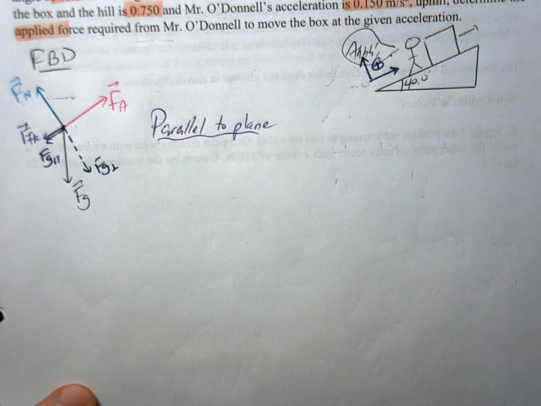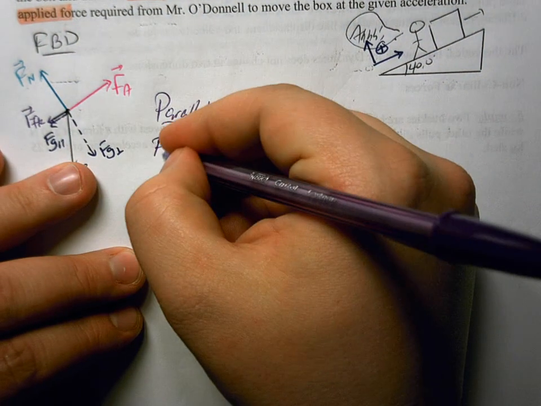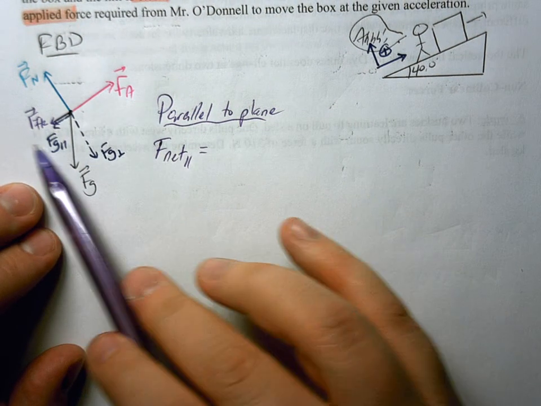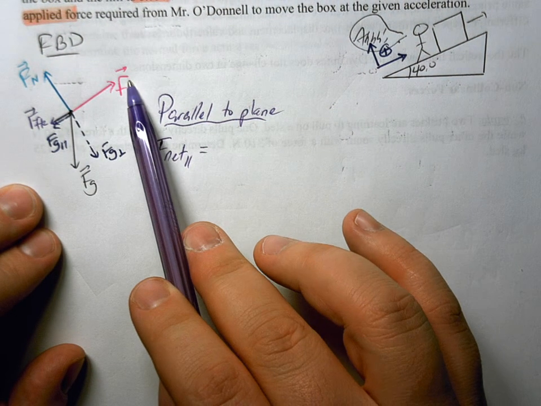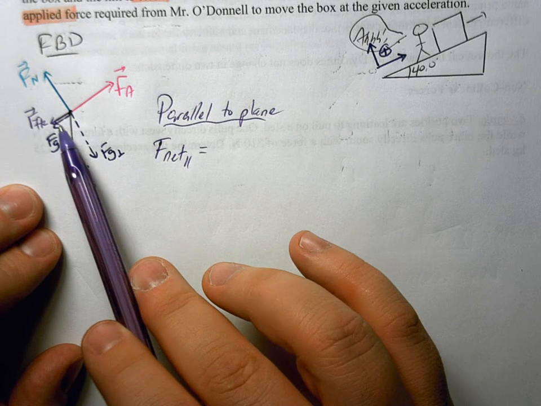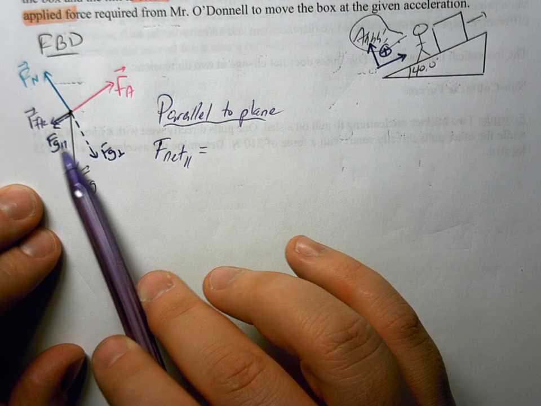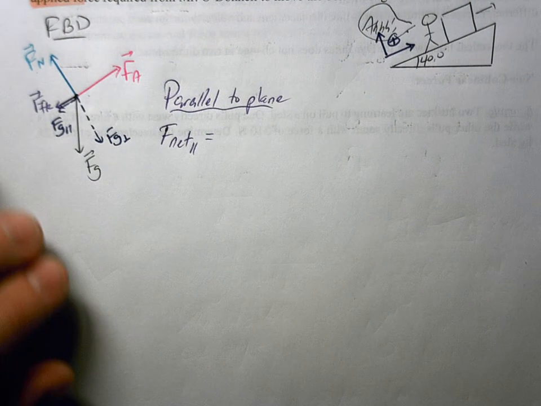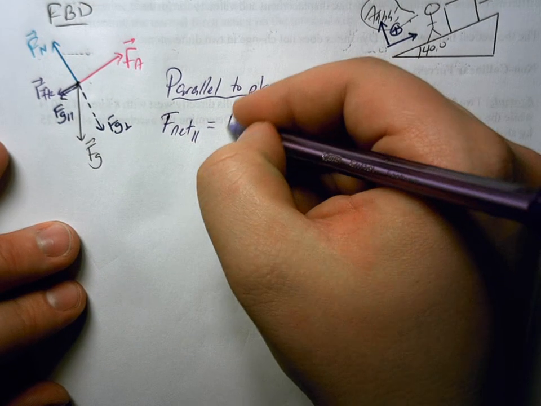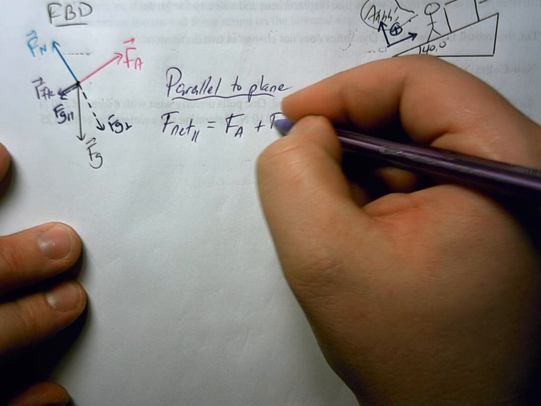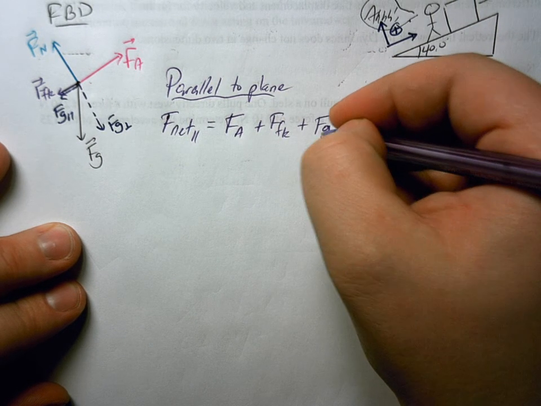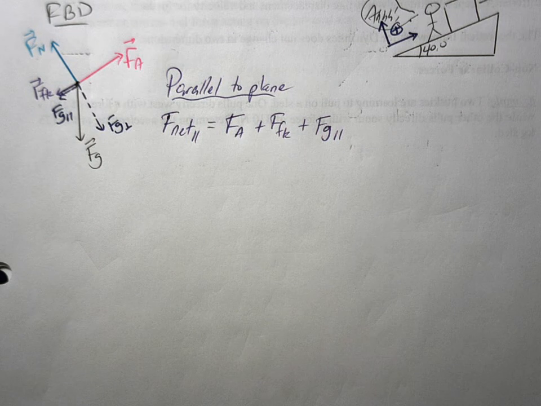Parallel to the plane, the net force parallel to the plane. We have 3 forces we've got to deal with. We have this applied force, we have this force of kinetic friction, and we have that one that people like to forget a lot. Don't forget, parallel to the plane, we also have that component of the force of gravity that is parallel to the plane. So we have this applied force, plus this force of kinetic friction, plus this force of gravity parallel with the plane.